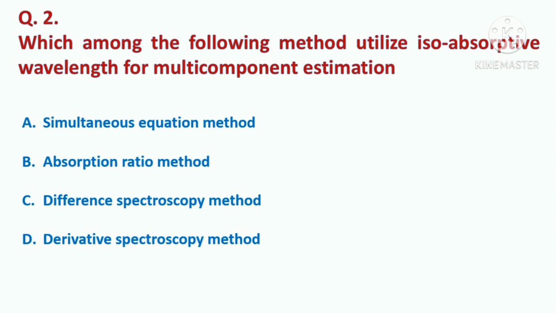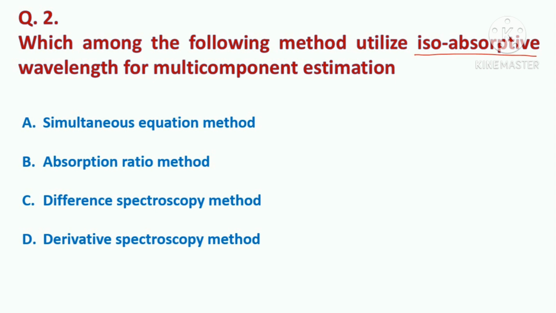Next question is, which among the following methods utilize isoabsorptive wavelength for multi-component estimation? So here we should remember the concept of this isoabsorptive wavelength. So we have studied already in the isoabsorptive or absorbance ratio method, in which we utilize the isoabsorptive wavelength. So it is a wavelength at which two different drugs intersect each other and they will show equal absorptivity.